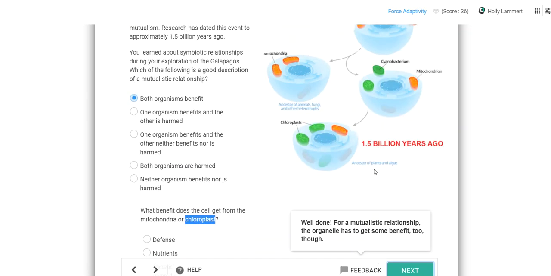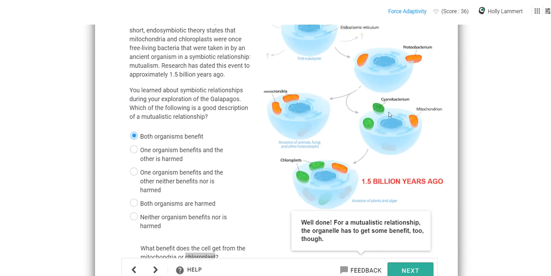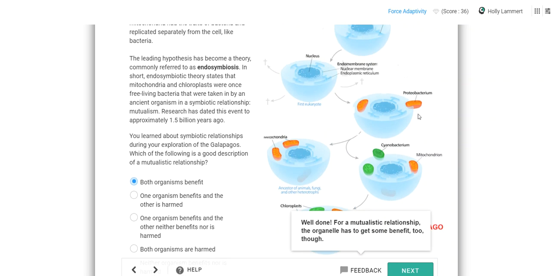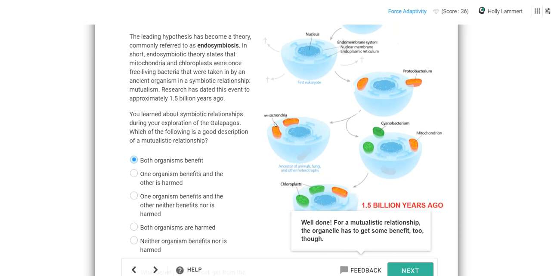Okay, so they say here 1.5 billion years ago, this is the ancestor of plants and algae. When a cyanobacteria was engulfed, that became plants, right? That's the chloroplast. And when this proteobacterium, or a bacteria-like thing, was engulfed, that became our ancestor of animals, fungi, and other heterotrophs.